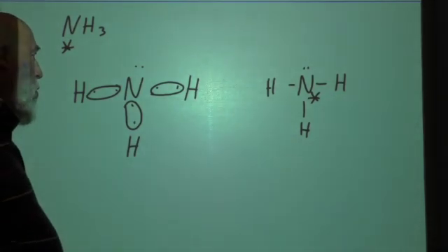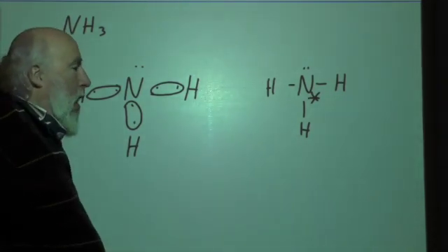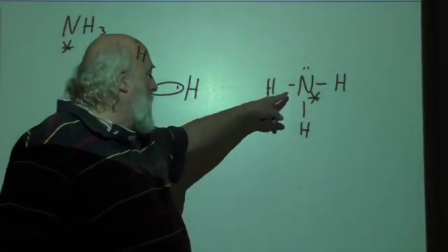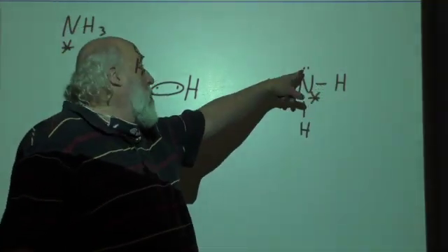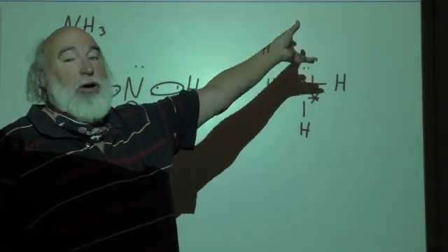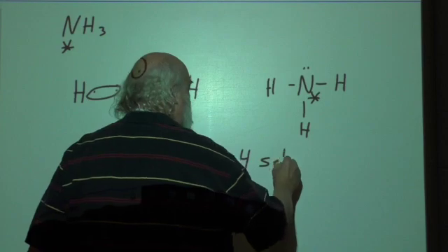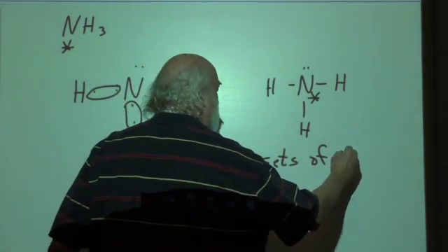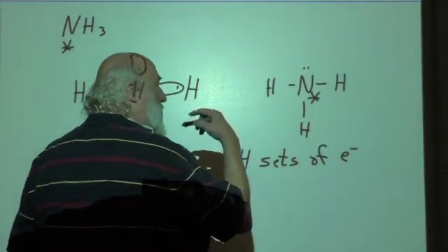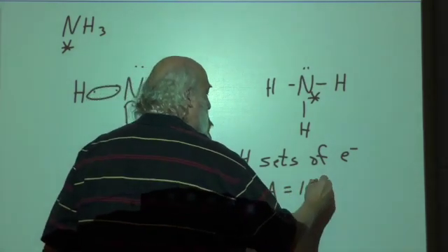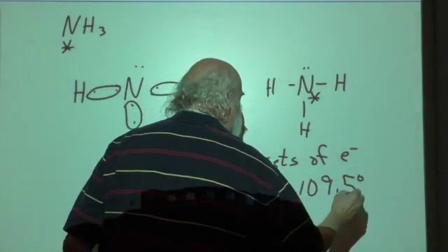Okay, so how many sets of electrons do we have around that nitrogen? Well, we got 1, 2, 3 for the bonds, plus an unshared pair of electrons that makes that 4. So we have 4 sets of electrons. And that means then that the bond angle is 109.5 degrees.